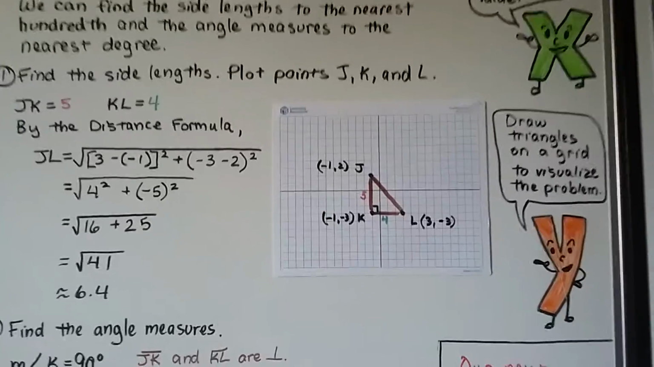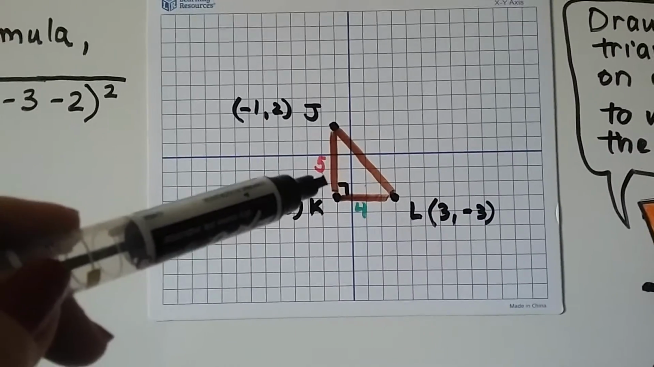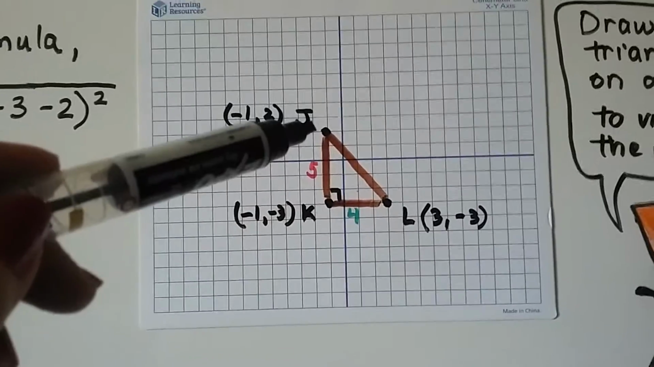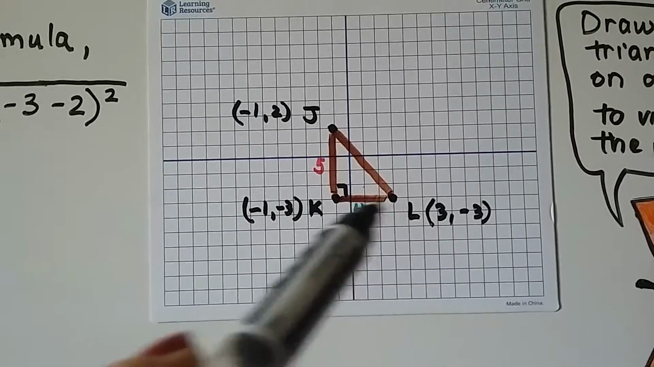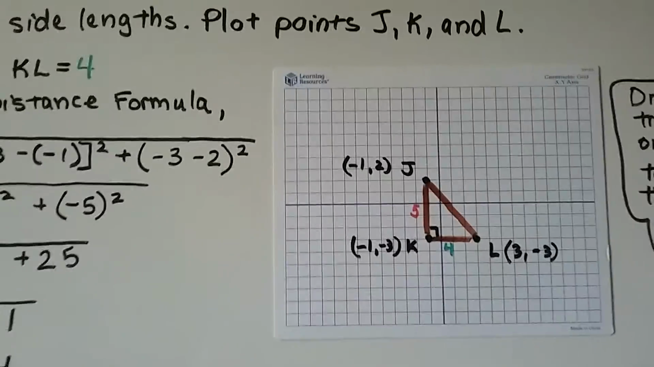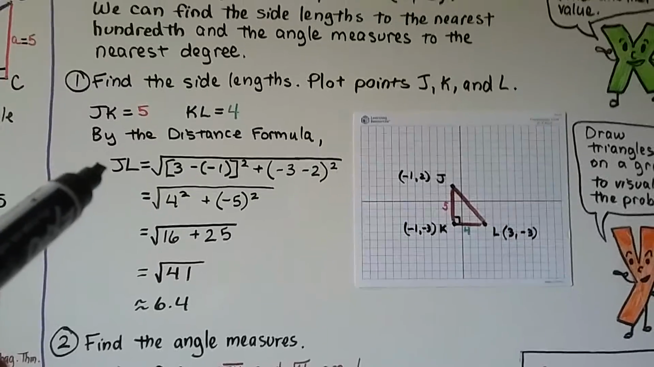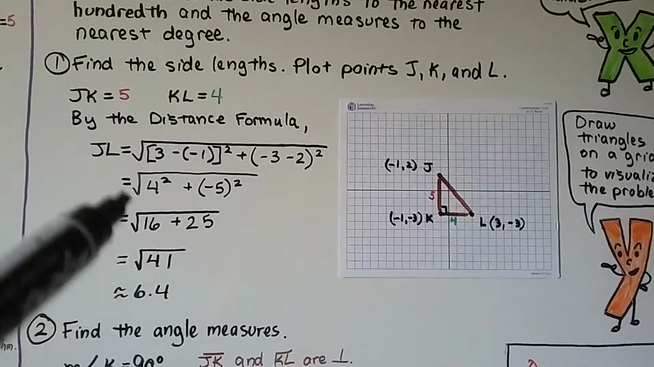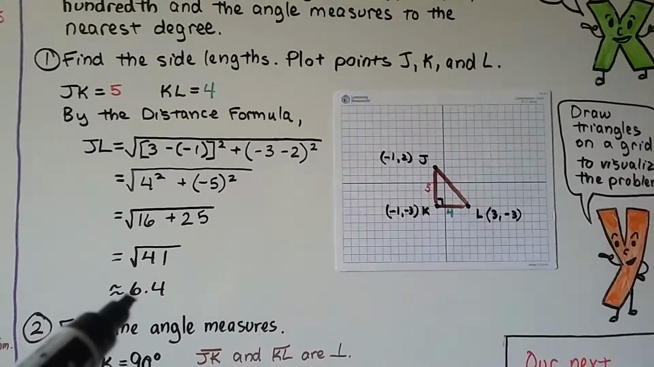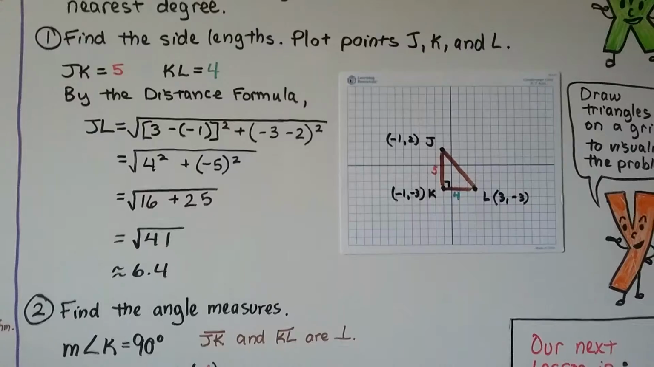If we look at it very closely and count, we've got 1, 2, 3, 4, 5 for JK, and we've got 1, 2, 3, 4 for the length of KL. Then, to find JL, we use the distance formula and the ordered pairs for J and L. After doing the distance formula, we get approximately 6.4. So we know that's about 6.4.